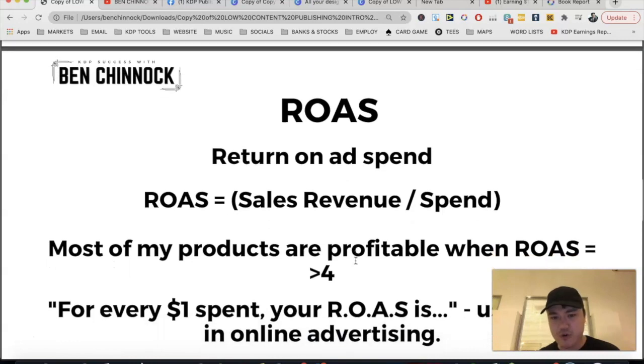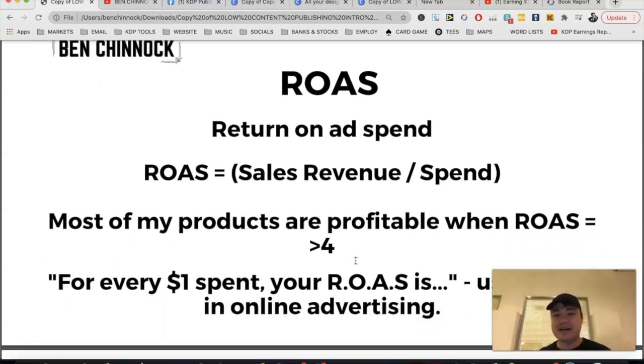But now when we go on to ROAS, ROAS is similar. It means return on ad spend. So in essence, it's very, very similar to ACOS. ROAS is also an equation, but it's not a percentage. So it'll be given to you as a number. And basically the way you work it out is sales revenue divided by spend. So basically it's the opposite way round of ACOS. ACOS was ad spend over sales revenue, and ROAS is sales revenue over ad spend. So that's literally the way you work out ROAS. A good ROAS would be a larger number, whereas a good ACOS would be a lower percentage.